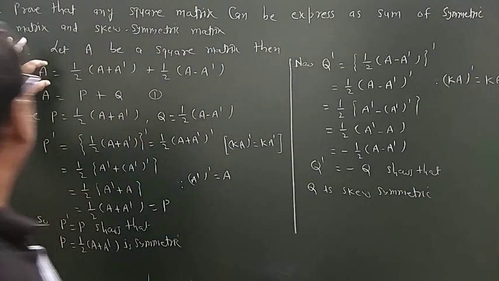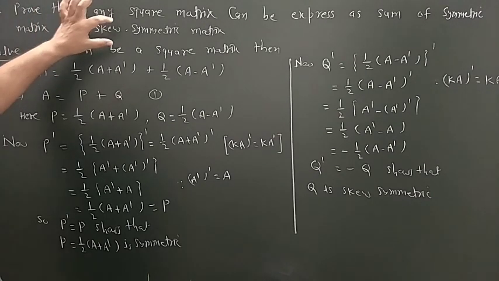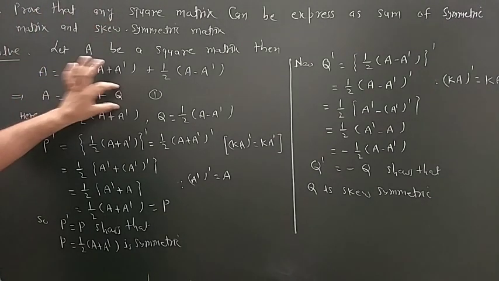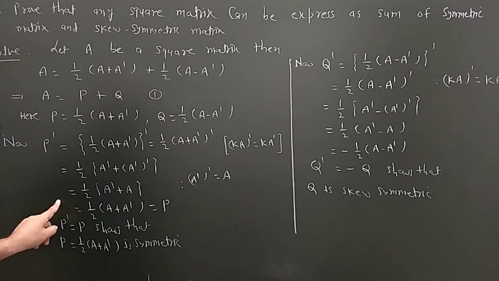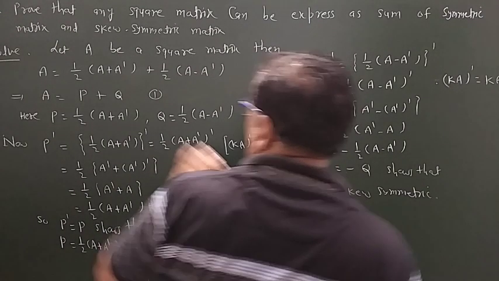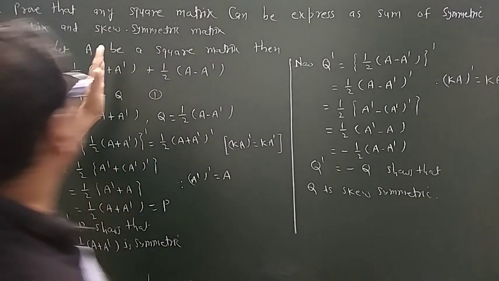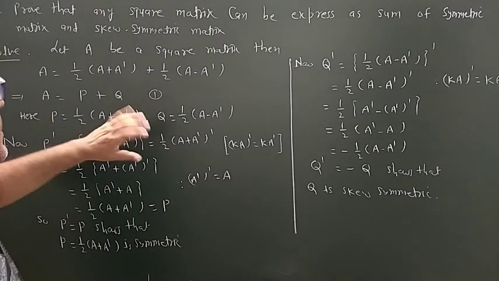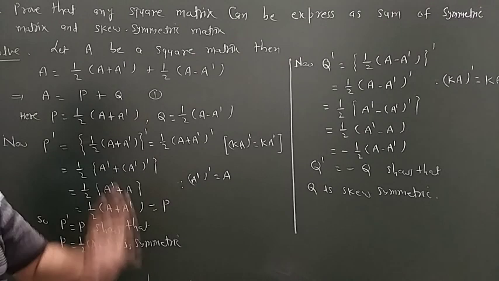So here first we reduce square matrix A in two parts, P and Q, and we easily showed that P is the symmetric matrix and Q is the skew symmetric matrix. So every square matrix can be reduced in two parts, in which one is symmetric and the other is skew symmetric.